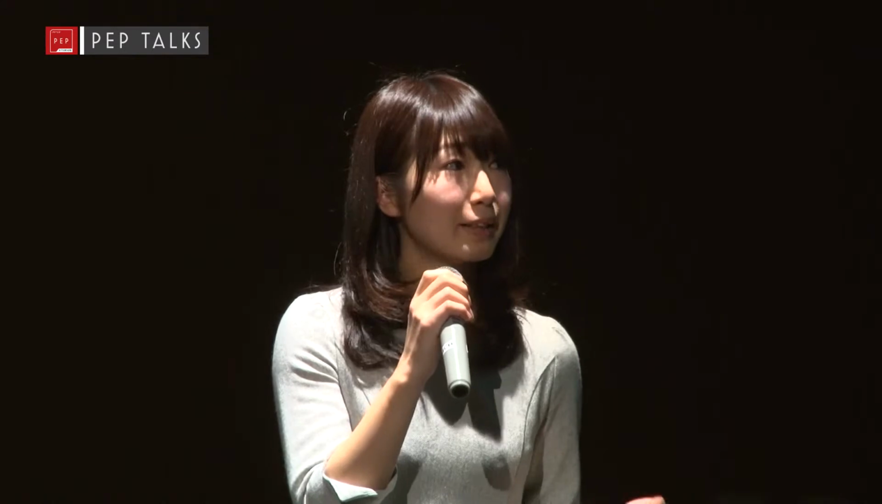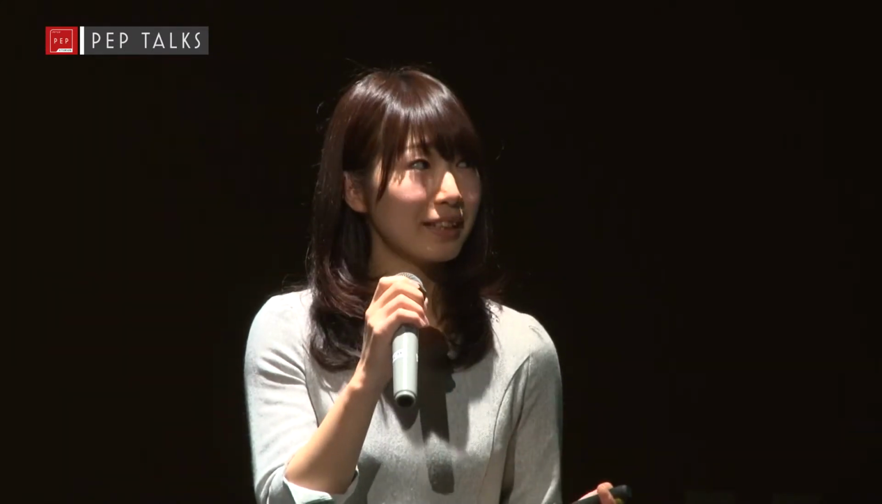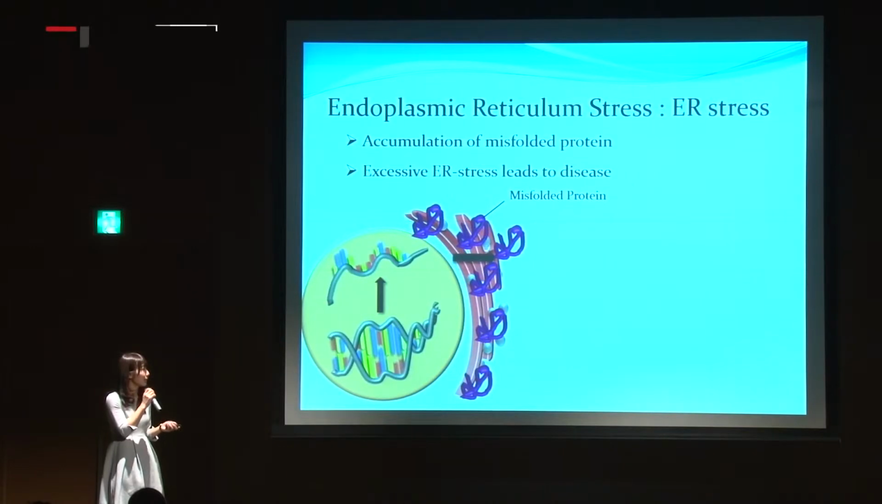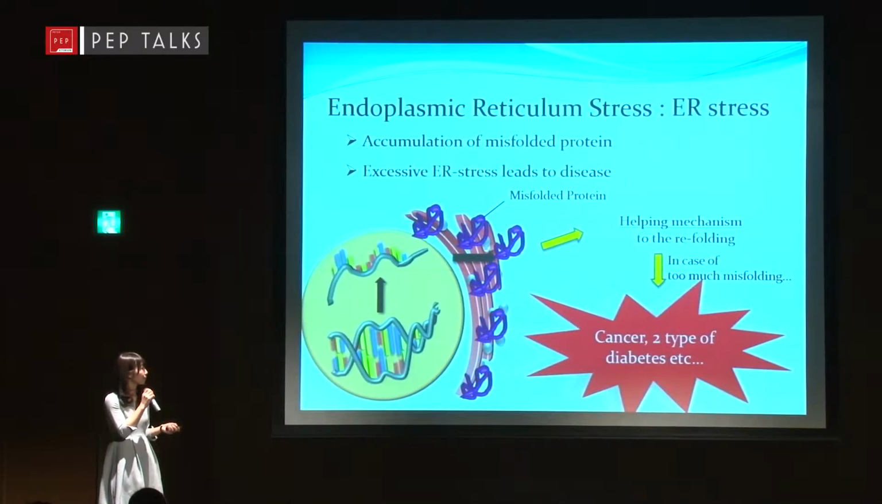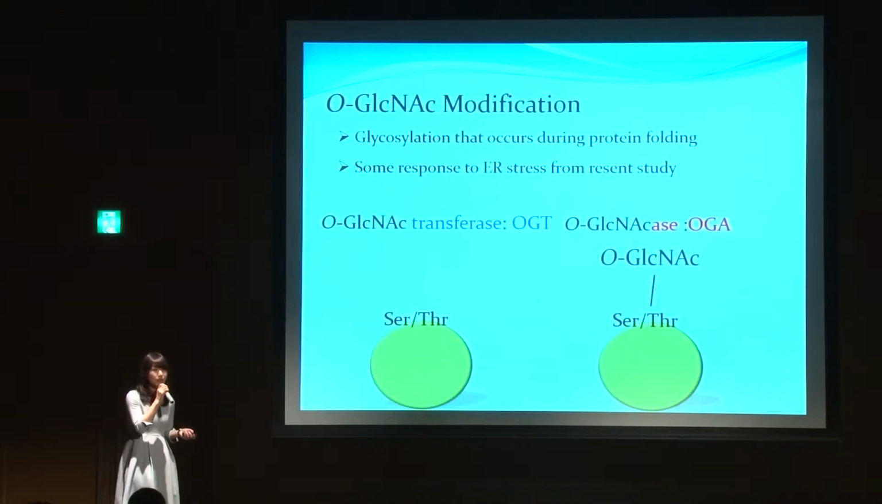But if the amount of misfolded protein is large, it leads to bad effects. So for example, in humans, cancer, type 2 diabetes, and so on. From recent studies, O-GlcNAc modification has some response to ER stress.